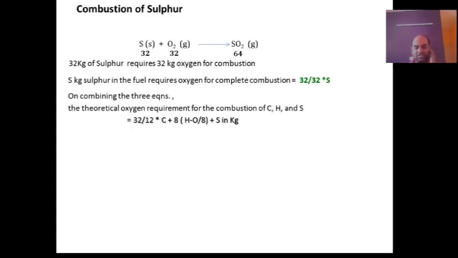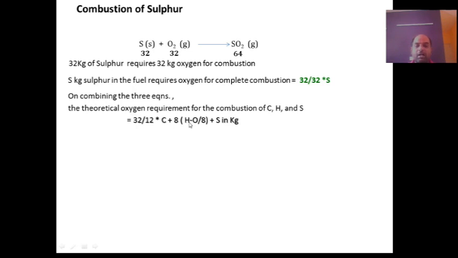Hello students, this is lecture number 4, where I'm going to demonstrate how to solve a simple numerical problem based on the expression that we obtained in the previous class for the theoretical oxygen requirement for the combustion of a fuel. Okay, so the expression that we obtained in the last class was this. This is something you need to remember. 32 by 12 into amount of carbon plus 8 multiplied by hydrogen minus amount of oxygen by 8 plus sulfur amount in kilograms.